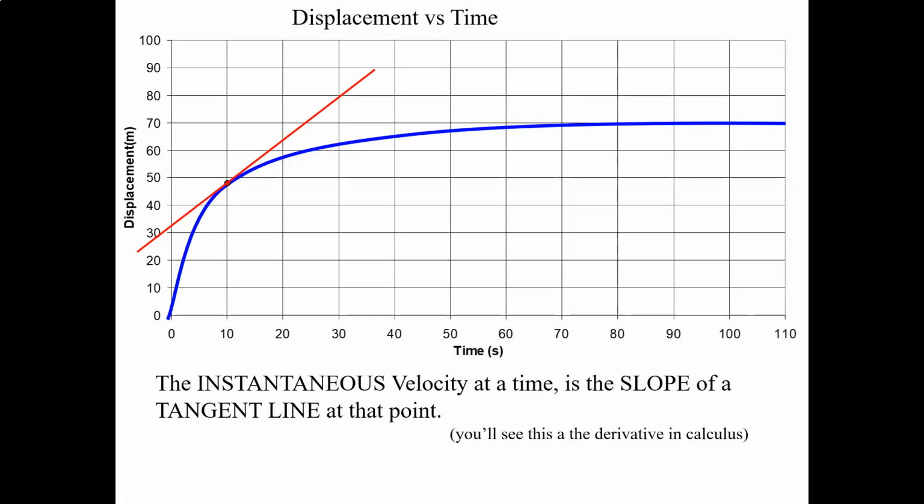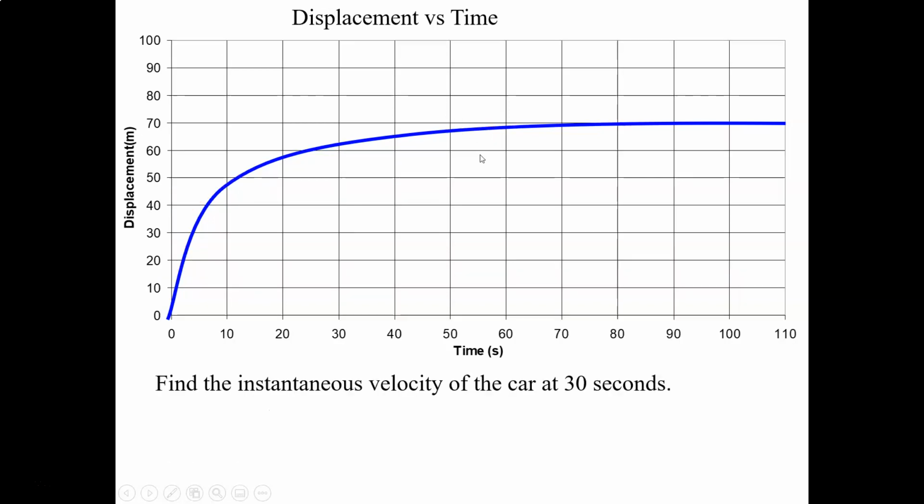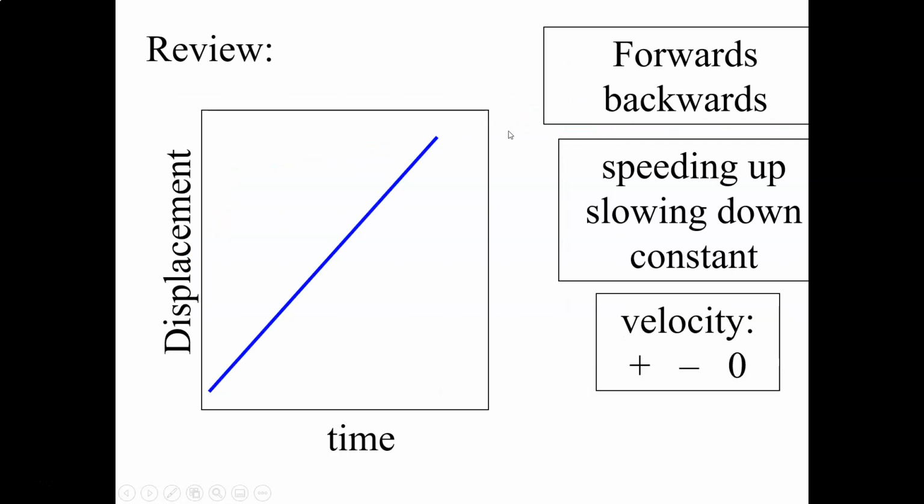And you can literally just wiggle up a ruler and figure out the tangent and then calculate the slope of that line. If we look at the tangents of this line, those tangents are getting flatter and flatter, which would tell us that the instantaneous velocity is getting smaller and smaller. It's slowing down. So if I wanted to figure out the instantaneous velocity at 30 seconds, I would line up my ruler or whatever, and I would figure out a tangent line. And then I would calculate the slope of that line.